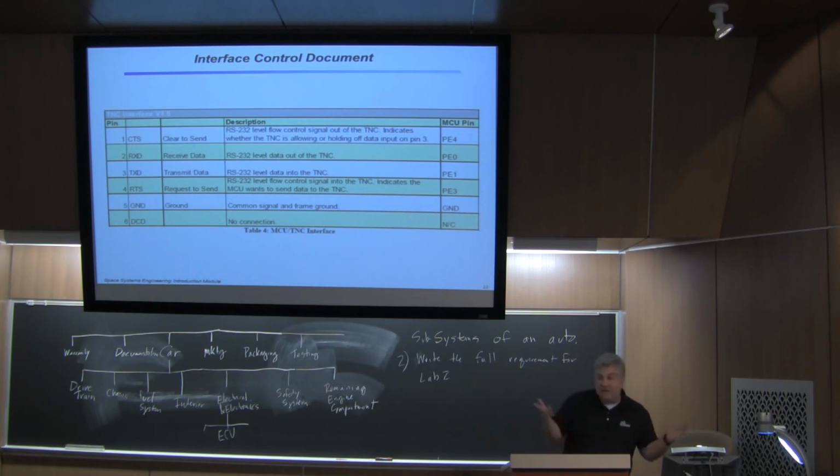Here's another example. In this case, RS-232 is another communications protocol. You're actually identifying, here's 6 wires, and this is what they mean.